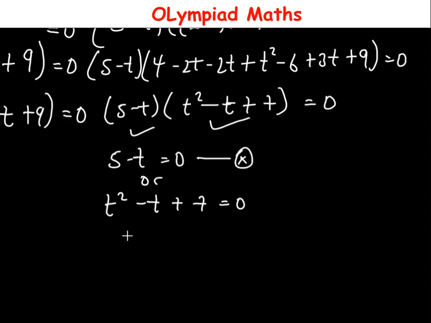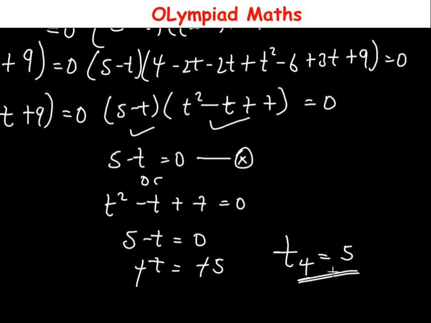Now, from this, 5 minus t is equal to 0. To solve for t, move 5 to the other side, it becomes minus t is equal to minus 5. Minus cancels minus, the value of t is equal to 5. So the value of t4 is 5. We've gotten the value of t4, let us then get the other values of t from this other equation.